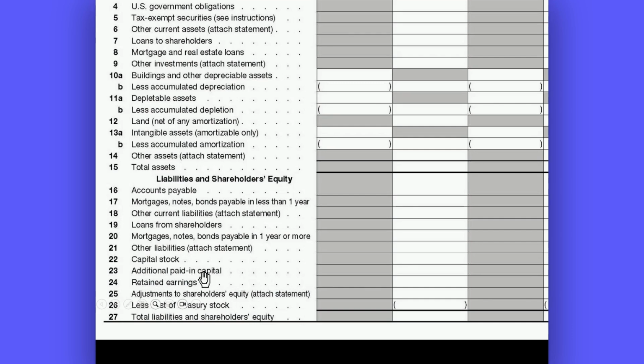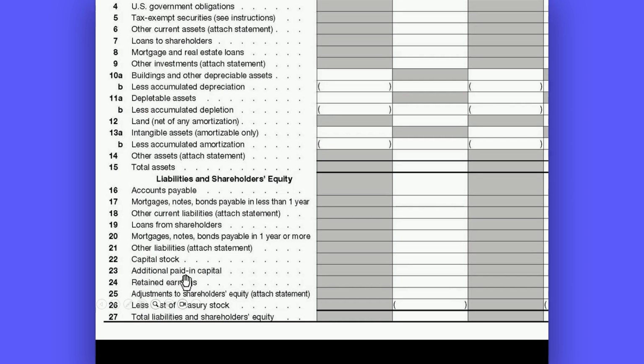Then you have additional paid-in capital. That's the same as with the C Corp. Then you have retained earnings. So it is a little bit different. We don't have this distinction between appropriated versus unappropriated retained earnings. It's all just retained earnings on an S Corp. This is going to be for smaller corporations.